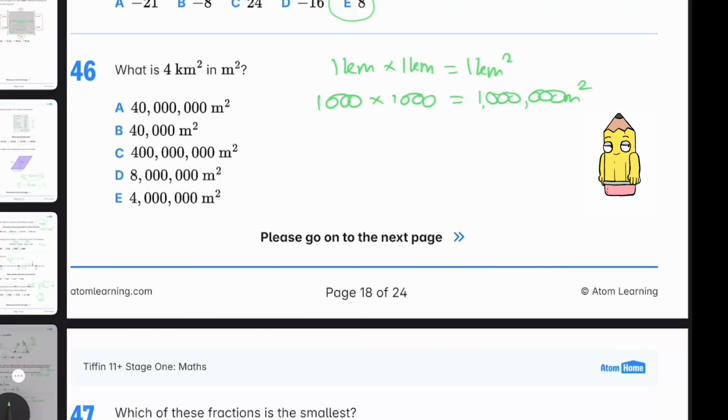So 4 kilometers squared is 4 times larger than 1 kilometer squared. Therefore, to find the equivalent area in meters squared, we need to multiply 1 million by 4. So that would give us 4 million, and E is our answer.